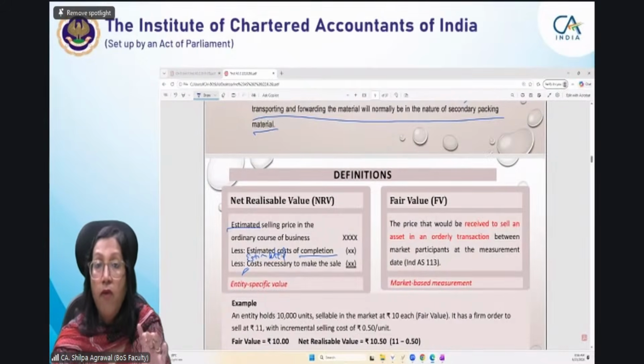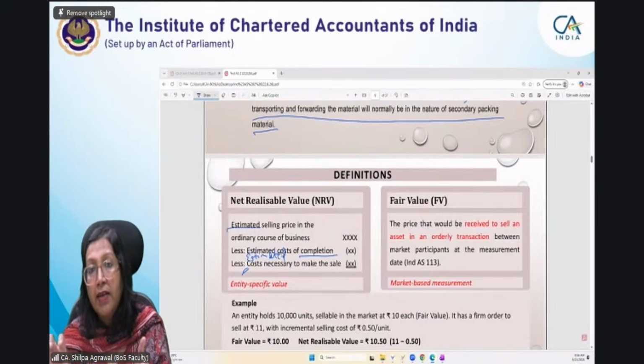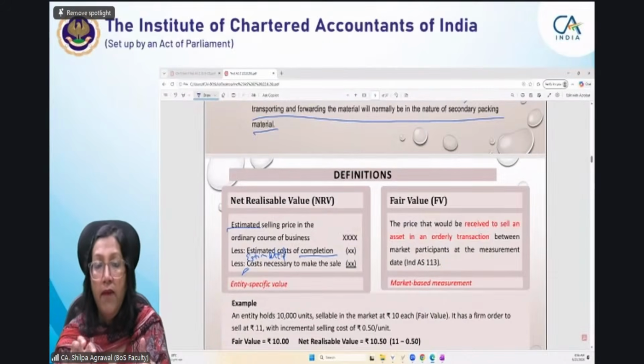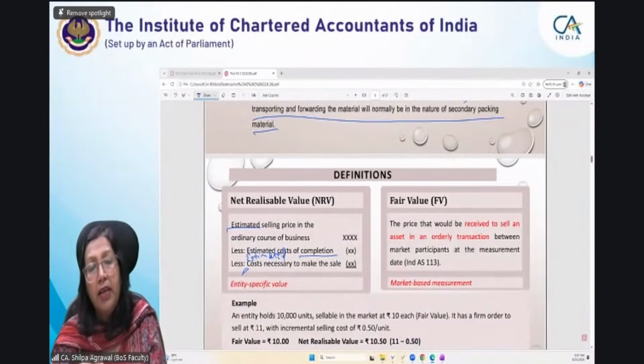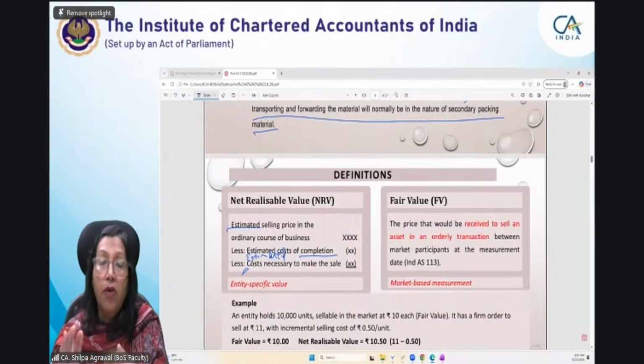Now, fair value is not controlled by the entity, it is a market based measurement. Market factors may influence the value. So fair value is different from net realizable value. For this standard, we need net realizable value and not fair value. Though the definition of fair value is given in the standard, it is only to help you understand that you may find similarity between net realizable value and market based fair value, but they are not the same. We are not dealing with fair value for this particular standard. We are dealing with net realizable value.